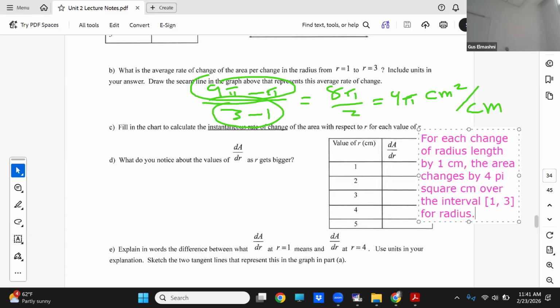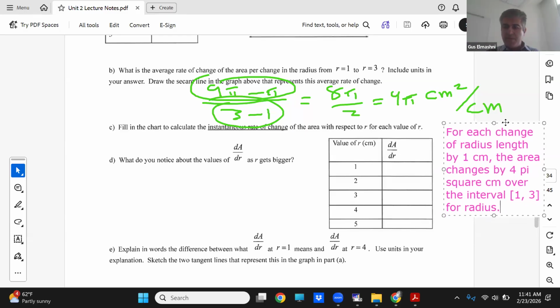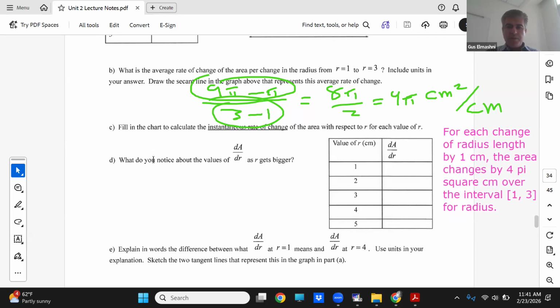So now let's look at the derivative, right? Now let's do the instantaneous rate of change, and let's see what happens there. And then we'll move on to the other parts of the problem. So what's my derivative going to be if I do dA/dr? I'll call it A prime, I guess. It's with respect to R. What does that look like?